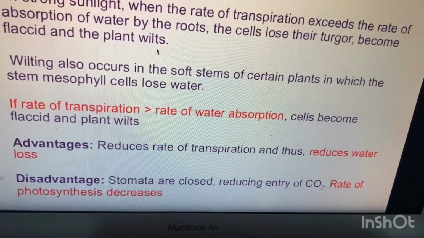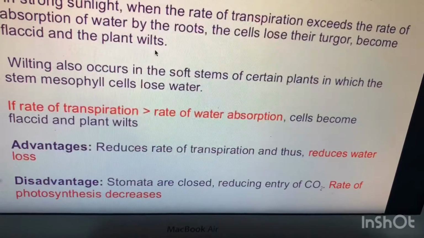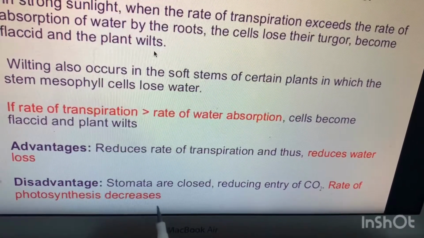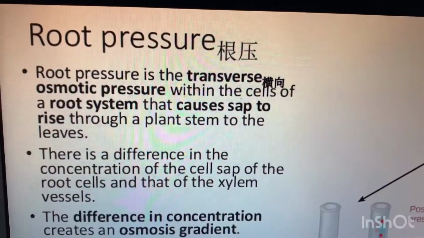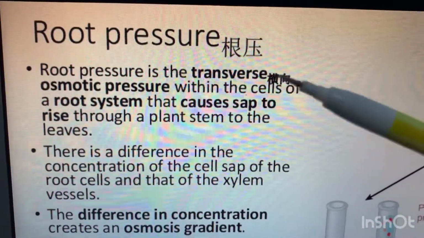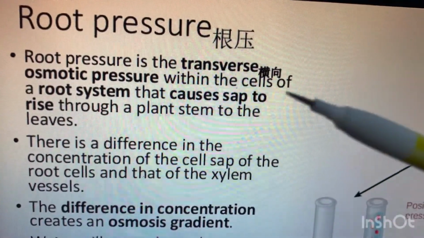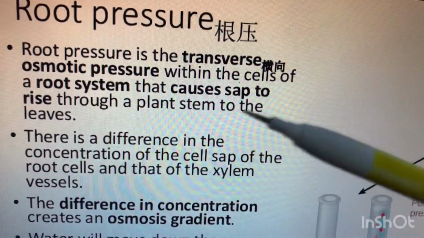Rate of photosynthesis decreases, so that's a disadvantage. Rate of photosynthesis should not decrease in any case. Root pressure is the opposite of the osmotic pressure within the cells of a root system that causes sap to rise through a plant stem to the leaves.